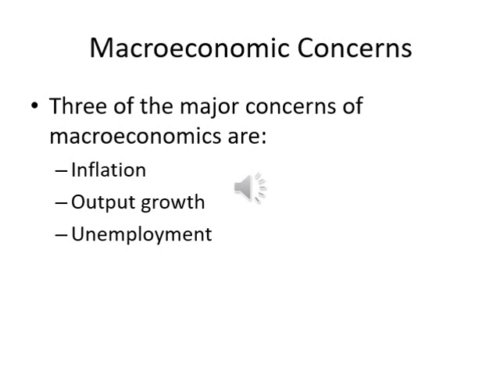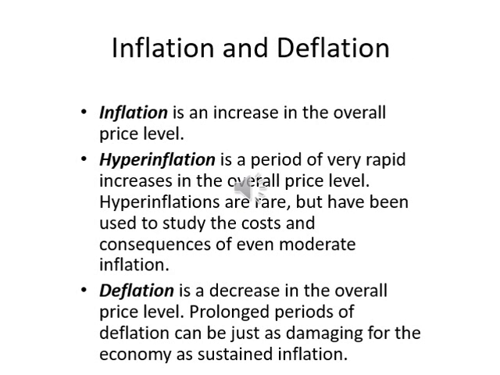Three of the major concerns of macroeconomics are inflation, output growth, and unemployment. Inflation is an increase in the overall price level. Hyperinflation is a period of very rapid increases in the overall price level. Hyperinflations are rare, but have been used to study the costs and consequences of even moderate inflation. Deflation is a decrease in the overall price level. Prolonged periods of deflation can be just as damaging for the economy as sustained inflation.